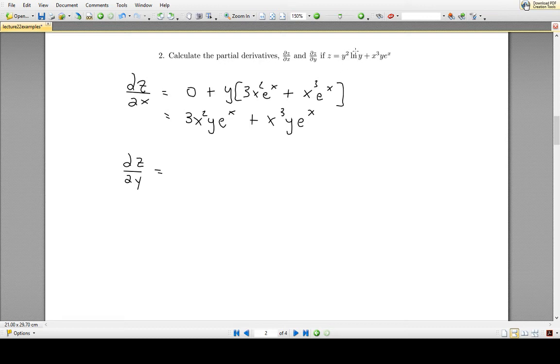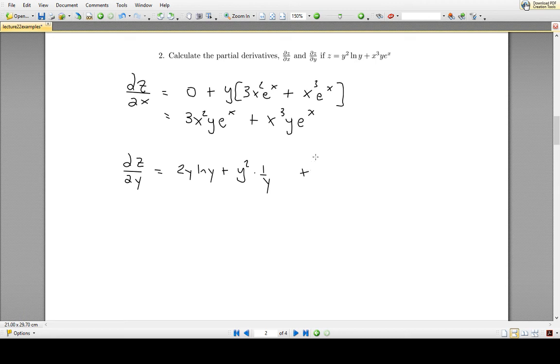So the derivative of the first term with respect to y, we see here we have a function of y times a function of y. We have y squared times ln y, so we're going to need to use the product rule. The derivative of the first function is 2y, and we leave the second function alone, plus the derivative of the second function and leave the first function alone. So y squared times 1 over y. That's just the product rule for the first term.